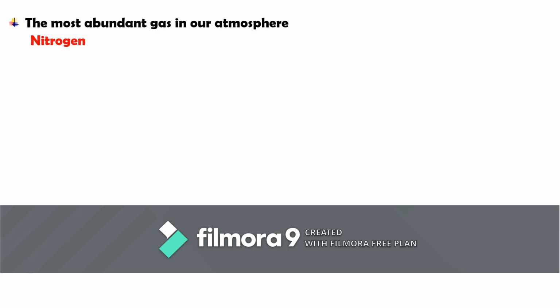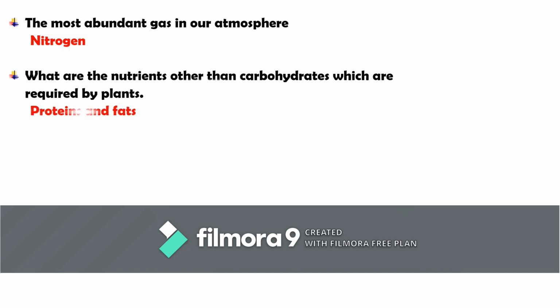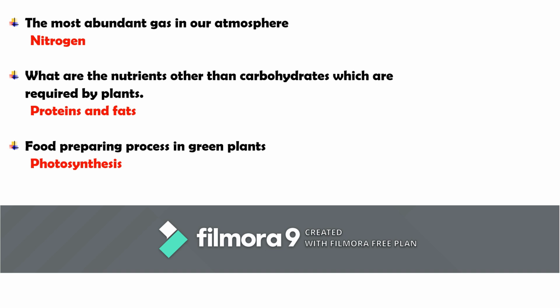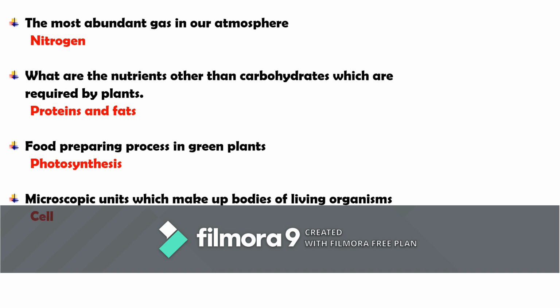The most abundant gas in our atmosphere: nitrogen. What are the nutrients other than carbohydrates which are required by plants? Proteins and fats. Next question. The food preparing process in green plants: you are right, it's none other than photosynthesis.